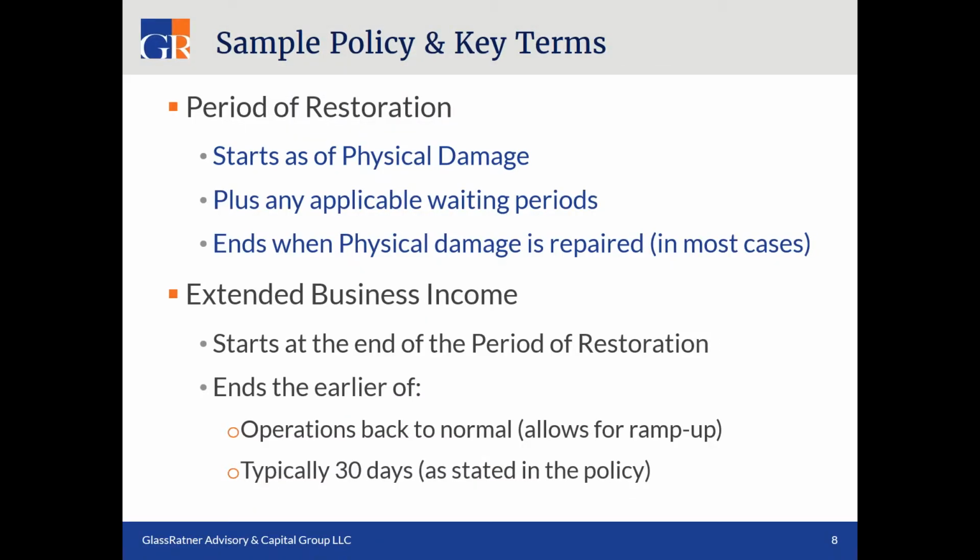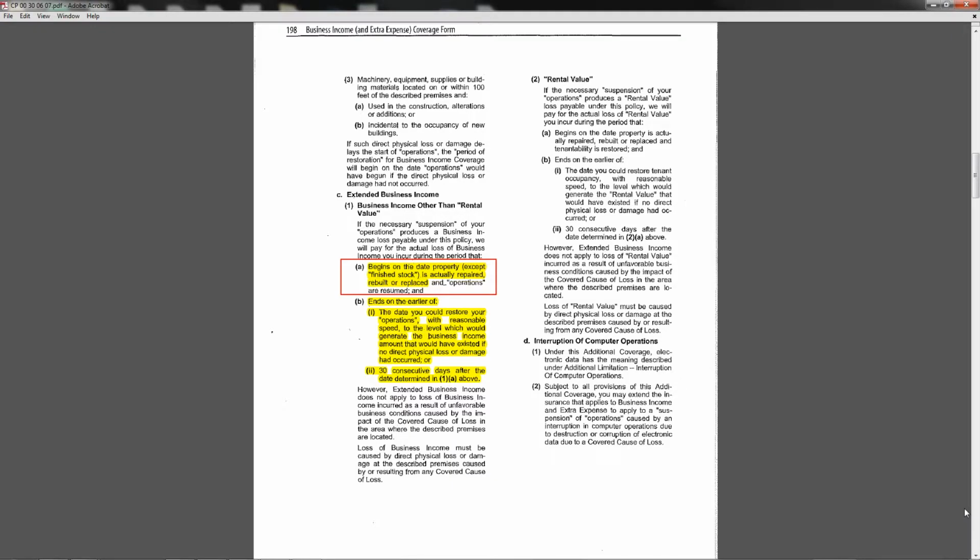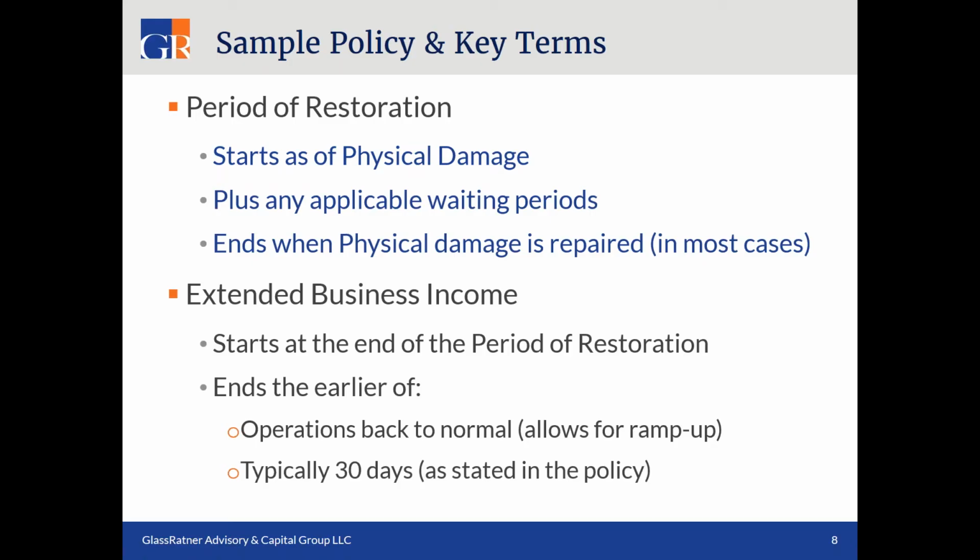Now, I'm a business owner. My physical damage was repaired and I opened my doors, but not everybody flocks back into my business as soon as I'd like. So one of the ways that the policy deals with that normal ramp up to get back up to your normal level of operations is something they call extended business income. Typically it's 30 days, it can be 60 days, 120 days, I've seen it as long as a year. But really what you're looking at is that the policy affords an additional 30 days of coverage for you to be able to ramp back up to your normal level of operations. So that's another defined term in the policy. It begins the date the property is actually repaired, rebuilt, or replaced and operations are resumed, and ends the earlier of the date you could have restored your operations to the level they were pre-loss, or 30 days after the beginning of the extended period.